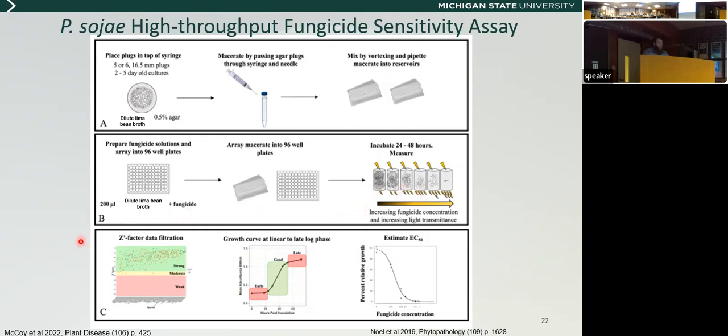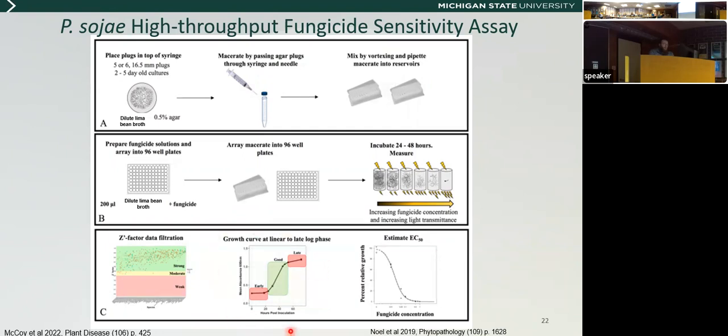Once we have this data, we do a lot of data quality control and filtering. One of those things is called Z prime factor data filtration. We're essentially taking the growth values we get from the spectrophotometer and ensuring that they're at least 3 standard deviations away from the non-amended control plate. So is there actually a significant difference in growth here that we can rely on to make our relative growth estimates?